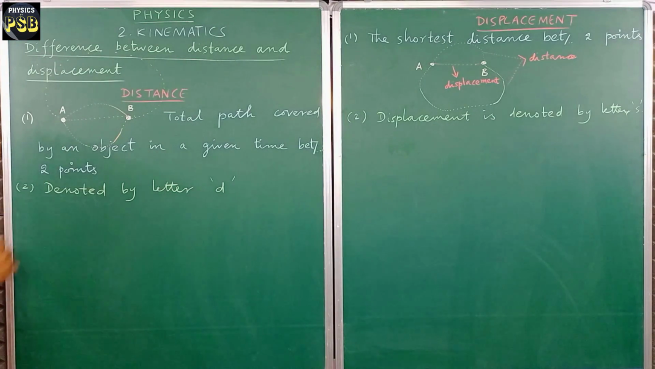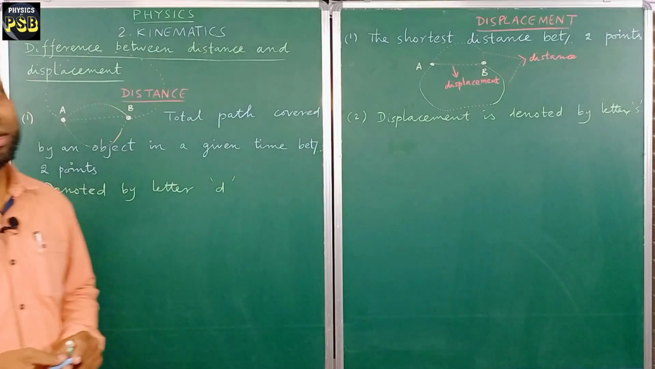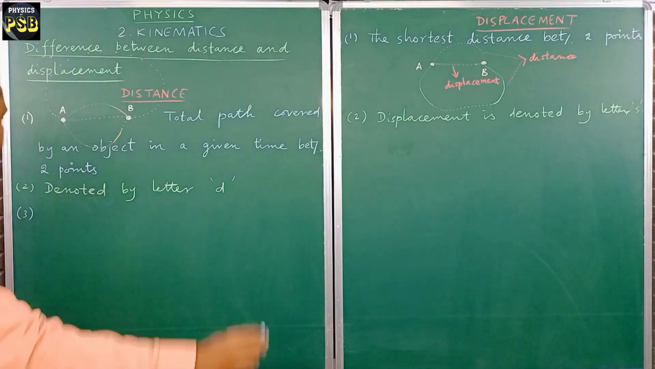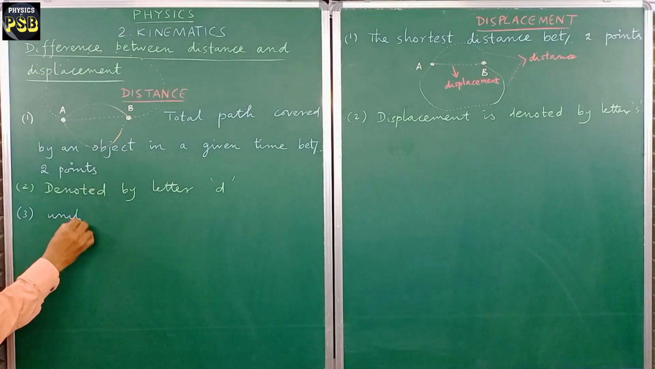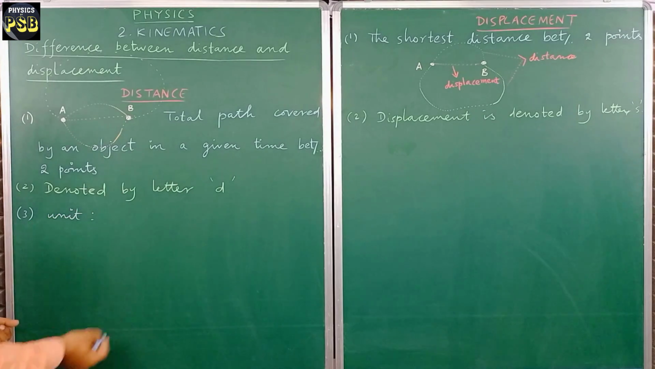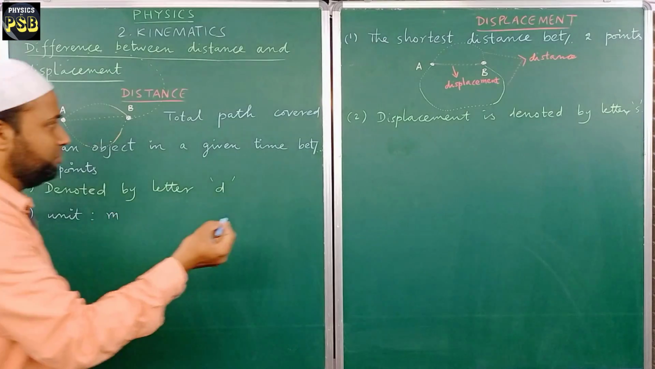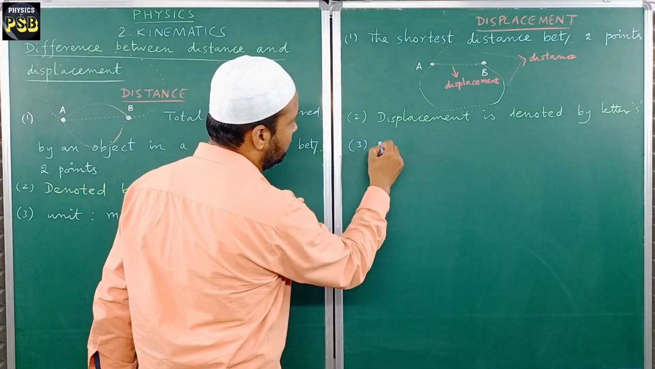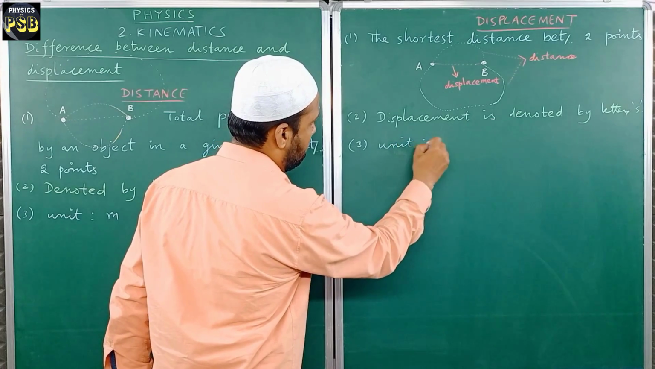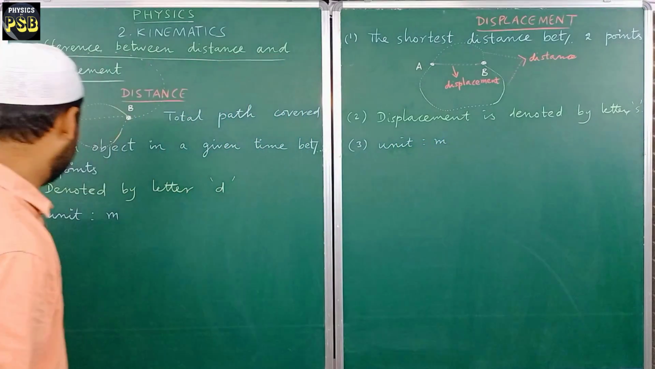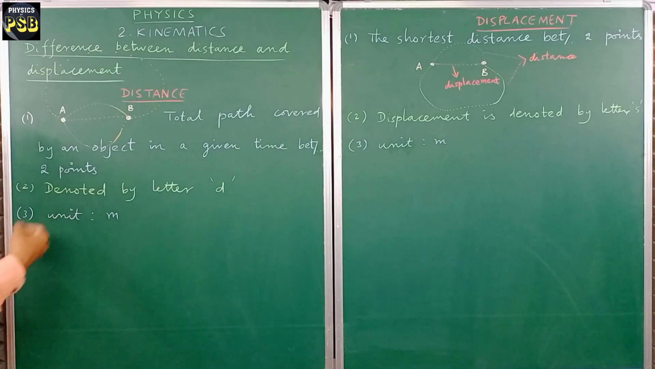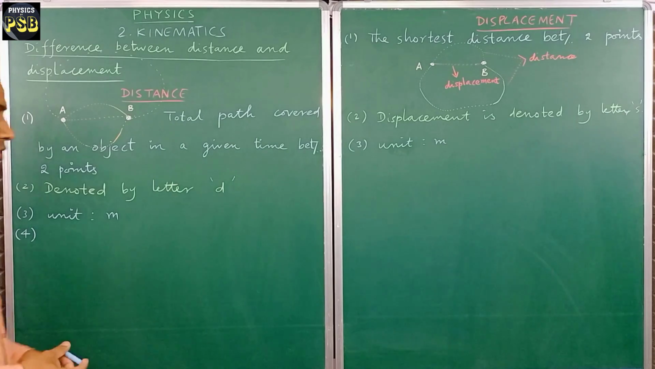Next, how is it measured? What is the unit of measurement of distance and displacement? Both the distance and displacement are measured in meter. Here, the unit of measurement of distance is nothing but meter. The same here as well. It is also measured in meter.